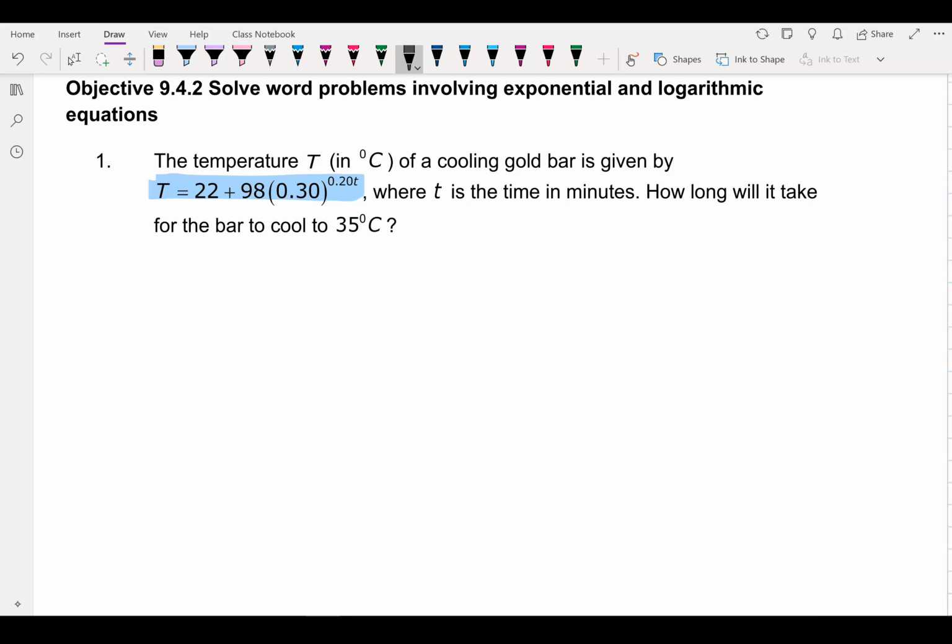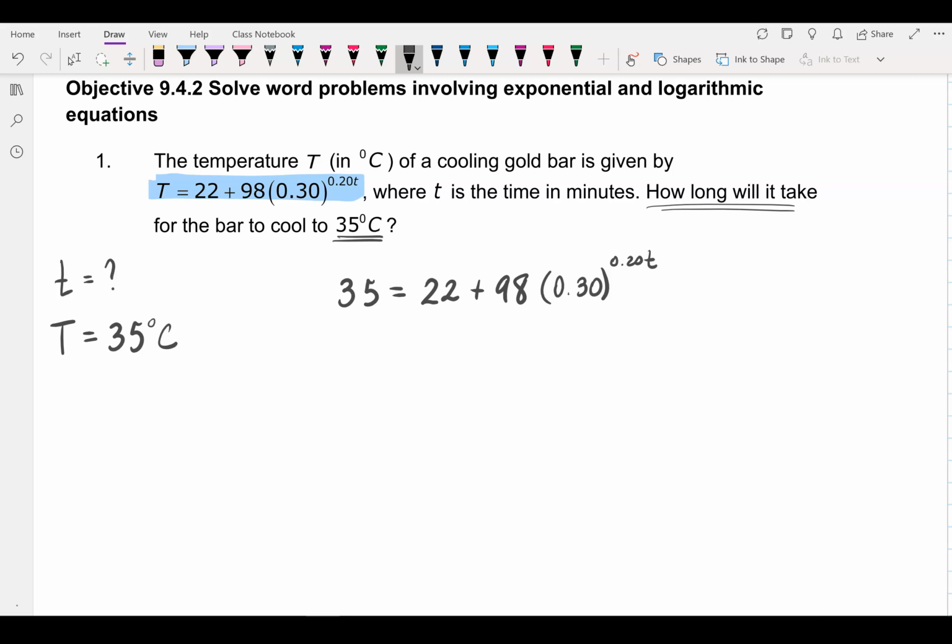So we're given two pieces of information. We're actually asked for the time, how long will it take? And it says to cool to 35 degrees Celsius, 35 degrees Celsius is our temperature. So we've been given our two things: what we're looking for, and our givens. Let's write out our formula with T included. So that's our given temperature, 35. This is an exponential expression, also known as an exponential equation because it's equal to something.